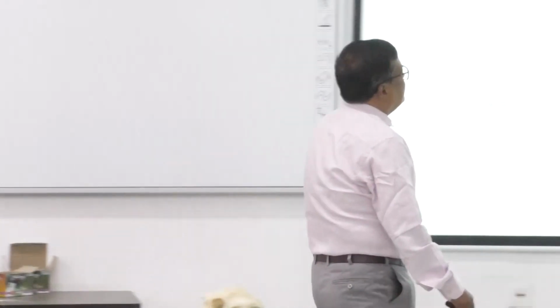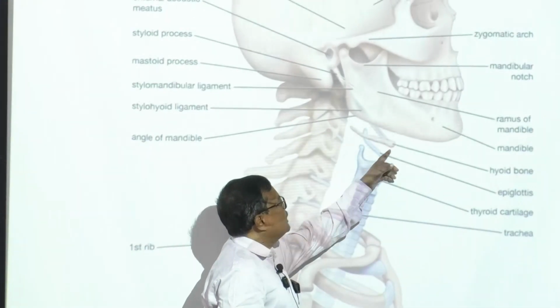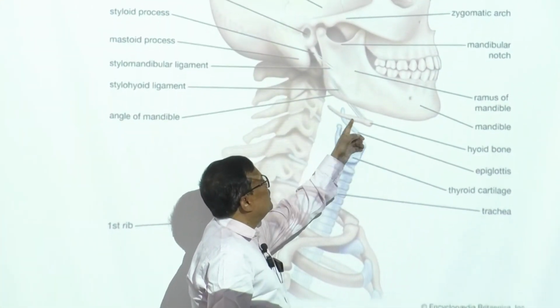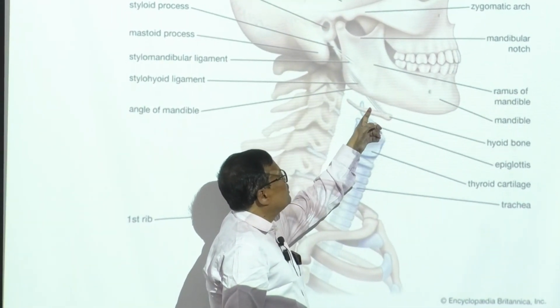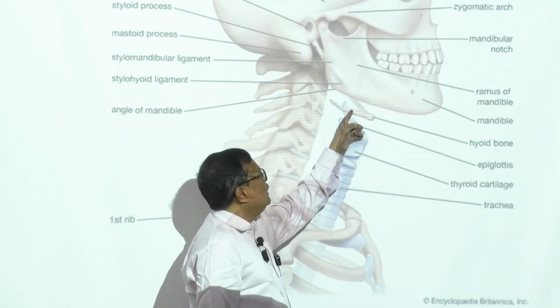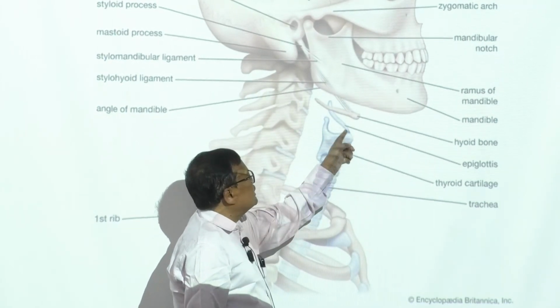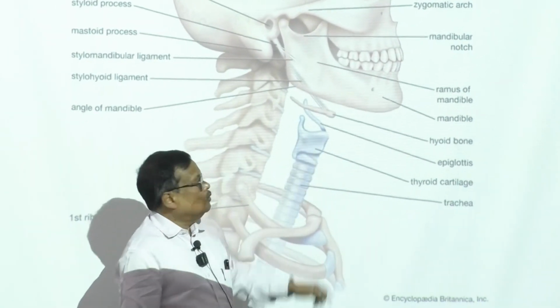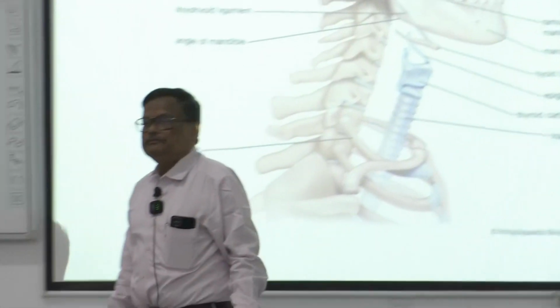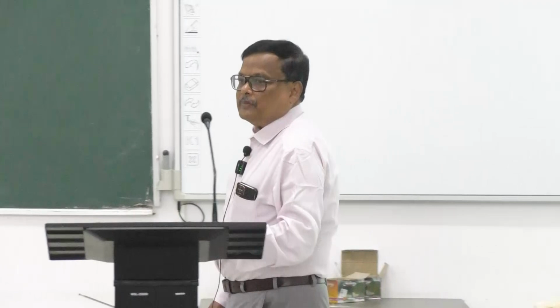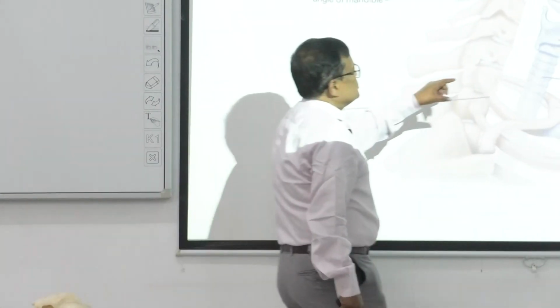The hyoid bone has a body and two horns, the greater cornu and the lesser cornu. Leave it, it will come later. This is a cartilage known as the thyroid cartilage. And here we start the larynx. From the upper border of the thyroid cartilage starts the larynx.